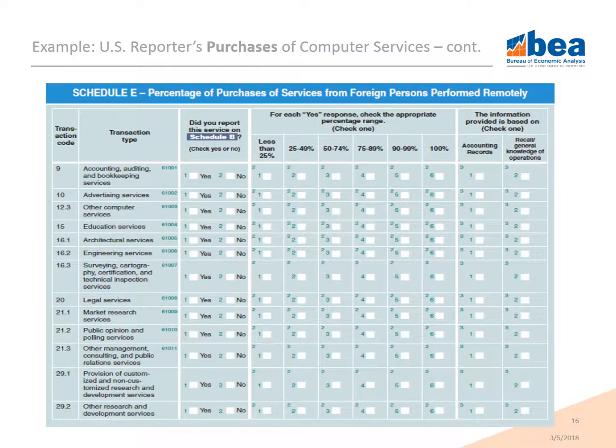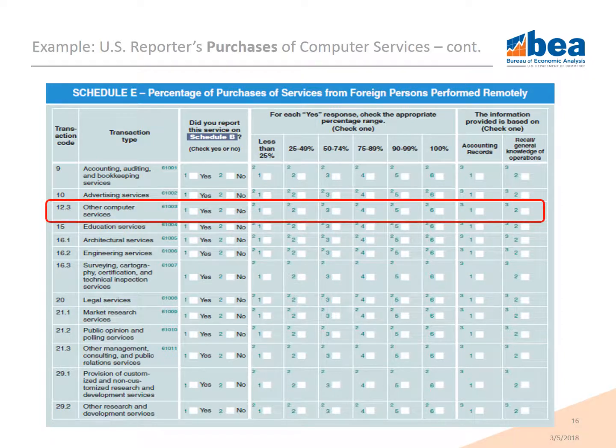Completing Schedule E for this example is the same as previously shown for Schedule D. First, locate the row for Other Computer Services from the leftmost column of the table and check the box indicating you reported other computer services on Schedule B. Next, locate the column at the top of the table that corresponds with 100% of purchases attributed to work performed remotely by the foreign seller. Check the box where the row and column intersect. Lastly, indicate whether the information provided is based on the U.S. reporter's accounting records or on recall or general knowledge of the company's operations.